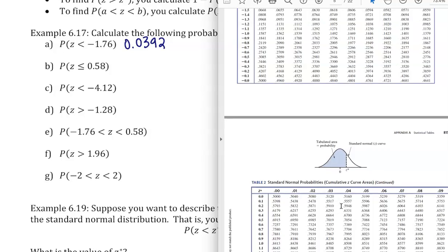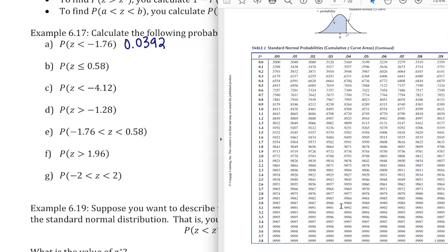If you wanted the probability that z was less than or equal to 0.58, we need to go to the positive table, which is just the second page, and we go to 0.5, which is that row, and then we go to the 8 column, and so we get the answer 0.7190.